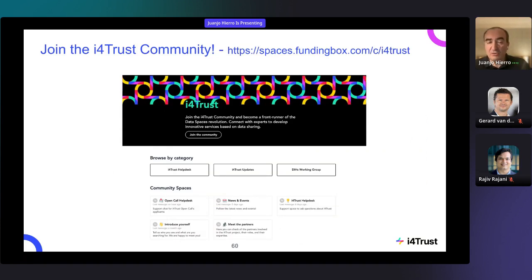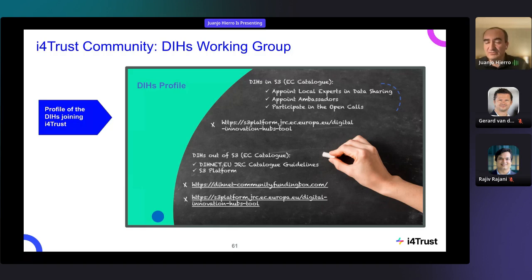There will be a community platform around it, open to anyone that wishes to use the i4Trust framework, of course in the first place the experiments that have been selected through the open calls. They will not only be able to follow the different updates happening around i4Trust, but also get access to the different help desk channels that the i4Trust core partners and supporting DIHs will be providing.